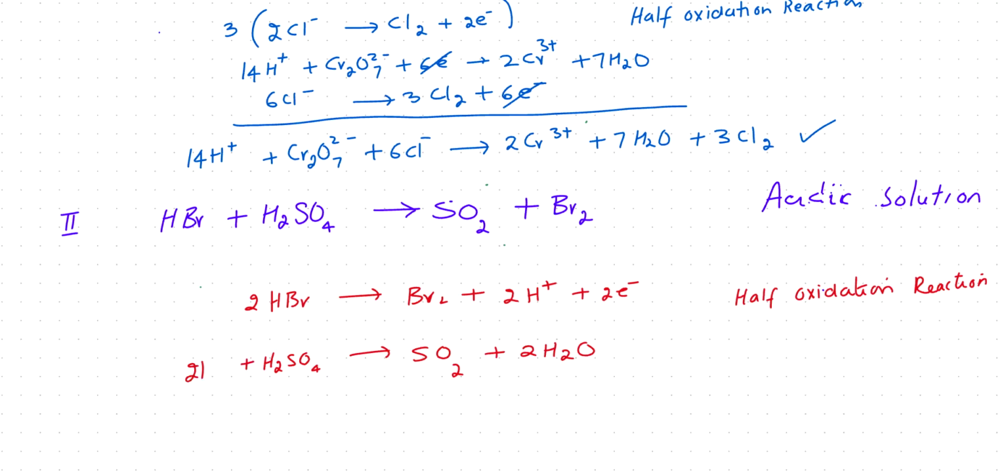Now 4 hydrogens, 1 sulfur and 4 oxygens. Last step is to balance the charges. So no charge on the right side, and there are 2 positive charges on the left. To make them 0, we add 2 negative charges, 2 electrons. So this is a gain of electrons, so it's the half reduction reaction.